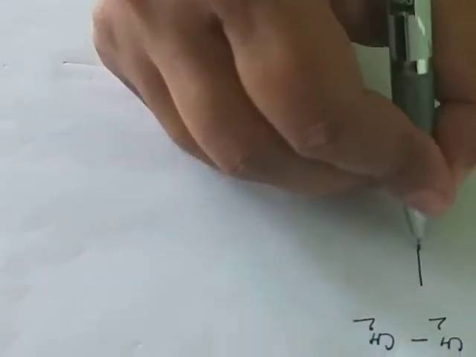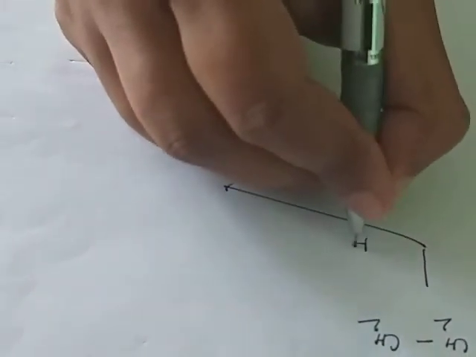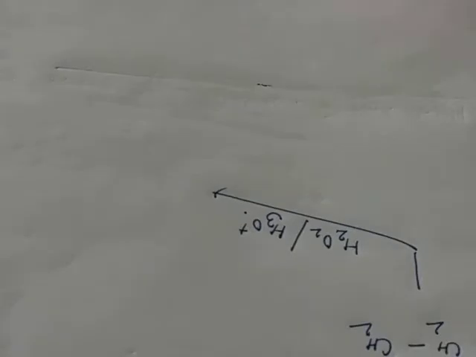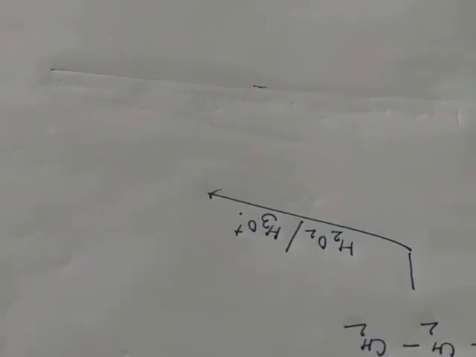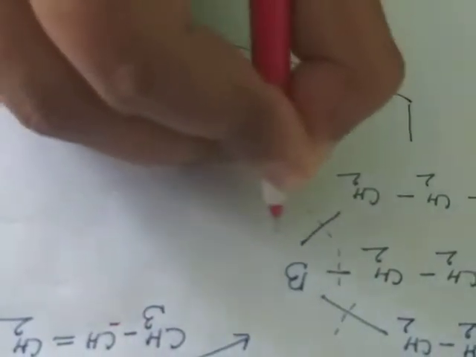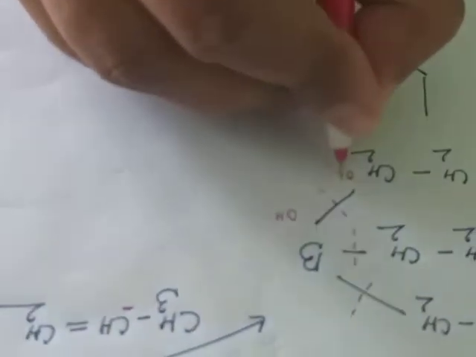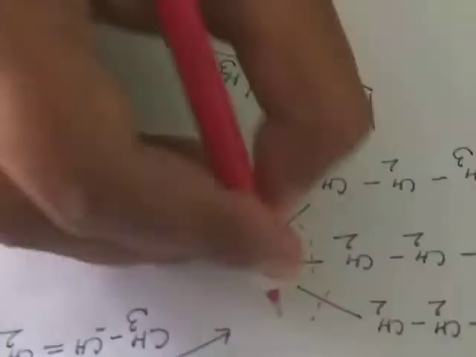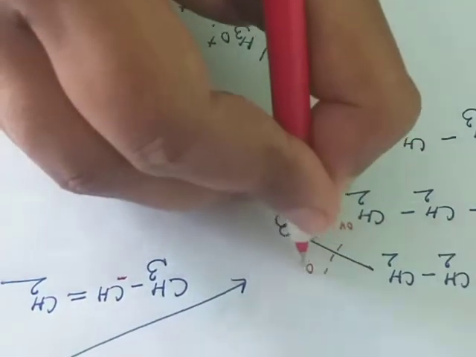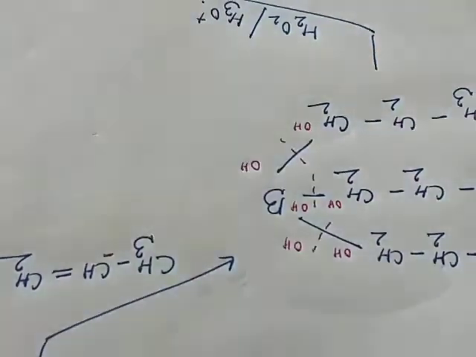This part is still hydroboration. After that the oxidation would take place. We use H2O2 in presence of H3O+. How would this oxidation part take place? The bond would shift from here. This part will get OH, this part will get OH of hydrogen peroxide. This is another OH, this is also another OH, and this is another OH.